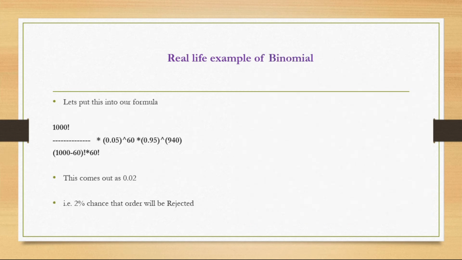1000 factorial divided by 1000 minus 60 factorial multiplied by 60 factorial. The whole of this is then multiplied by 0.05 raised to power 60 multiplied by 0.95 raised to power 940. This comes out as 0.02. That is a 2% chance that the order will be rejected.